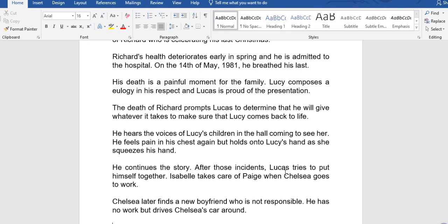The death of Richard prompts Lucas to determine that he will give whatever it takes to make sure that Lucy comes back to life. That is Lucas, while sitting by Lucy's bed in the hospital. He hears the voices of Lucy's children in the hall coming to see her. He feels pain in his chest again, but holds onto Lucy's hand as she squeezes his hand.